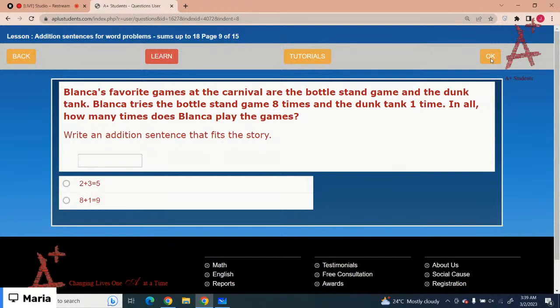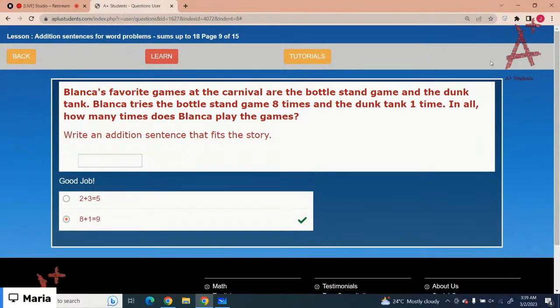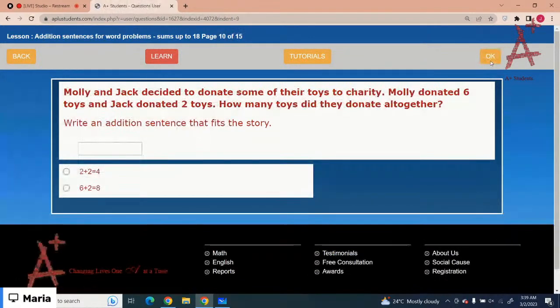So just look at the options. The numbers involved in the question are 8 and 1. So the correct option is the one that involves the same numbers. 8 plus 1 equals 9. Got it? So the correct option is option number 2. Very good. The correct option is 9.